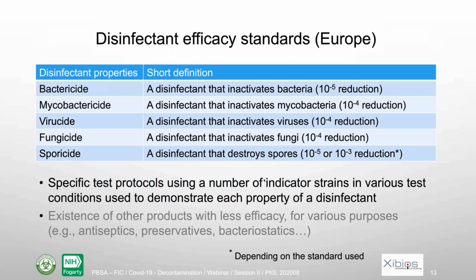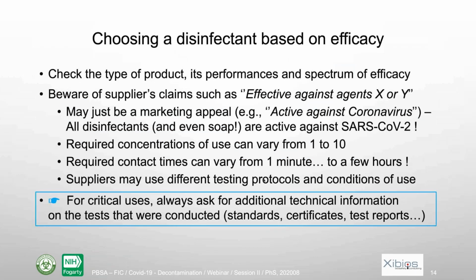In Europe, it's mostly based on the type of agent, and so a disinfectant can be bactericide, for instance, another can be virucide, and some product might be bactericide, mycobactericide, virucide, and so on. So we kind of add the names in the definition of the disinfectant. So if we choose a product based on efficacy, we need to check the product, its performance, and also the spectrum of efficacy.